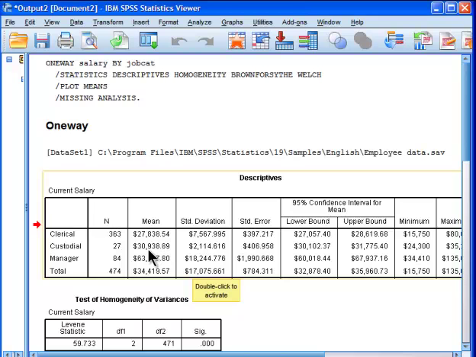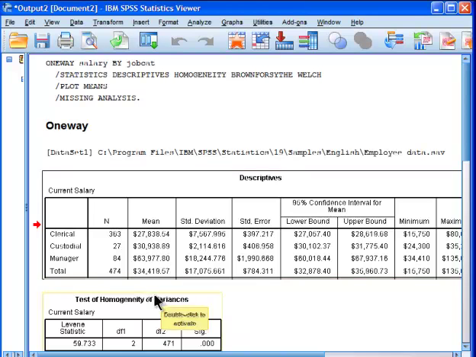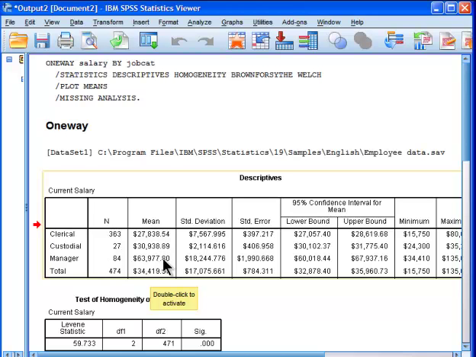15, 20 years old. I don't know. It's a sample data in SPSS. Maintenance or custodial earned $31,000 with a standard deviation of 2. So much smaller standard deviation than clerical. And then managers earned $64,000, rounded, and a much larger standard deviation of $18,000.